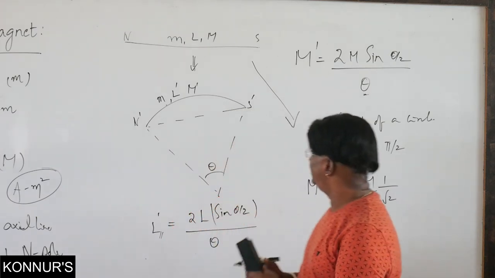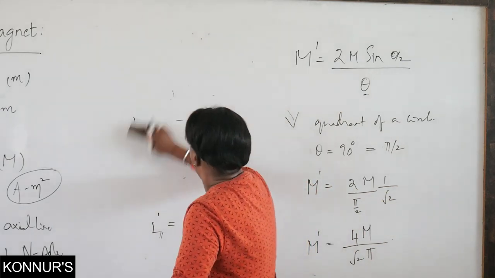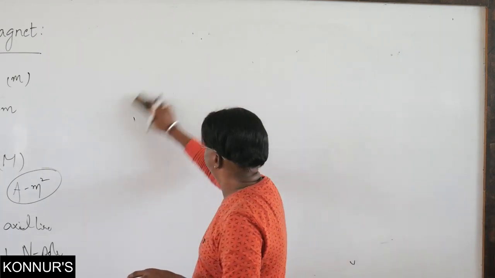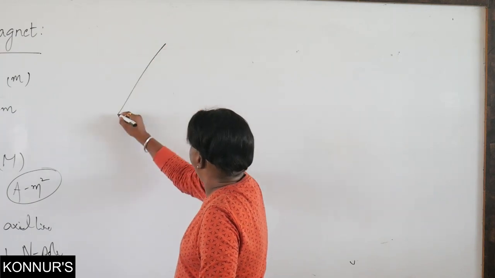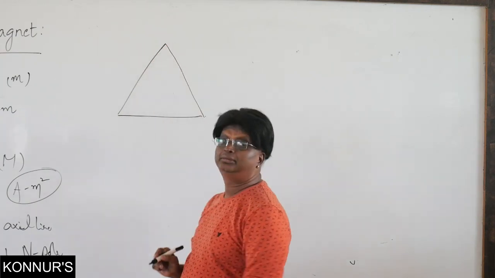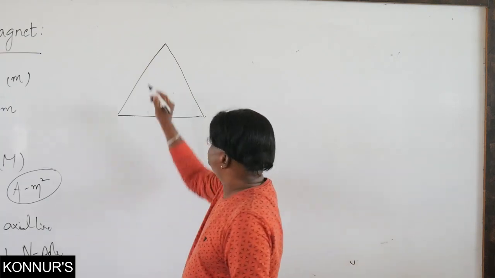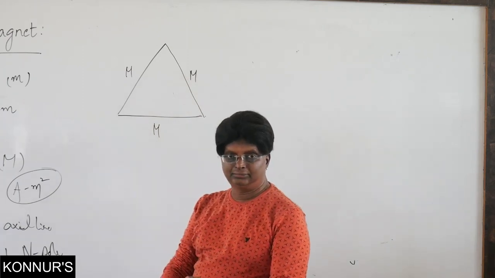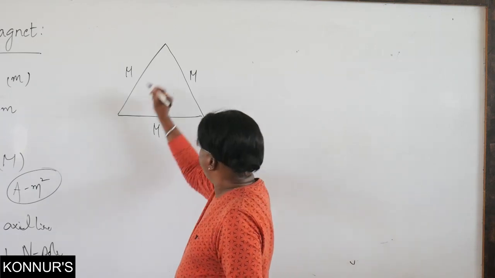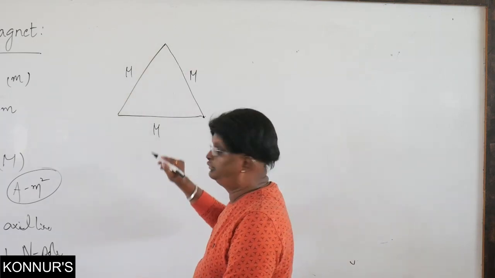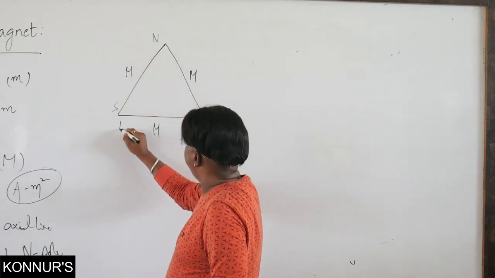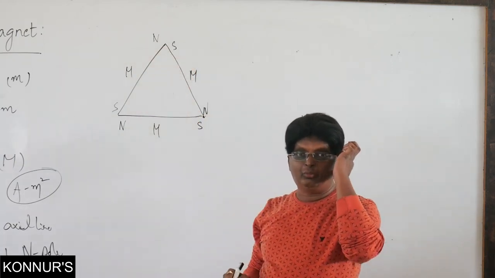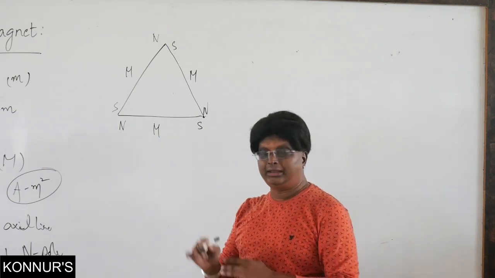See, earlier we told one example. Let me make a small change in that, to show how to make use of our vector addition. Now suppose I said three identical magnets, each of moment capital M, are arranged to form an equilateral triangle, such that at each of the vertices, or each of the corners, unlike poles, N and S, meet. So this is the arrangement of the magnets. Now what is the net magnetic moment? Earlier we did the same case, remember?